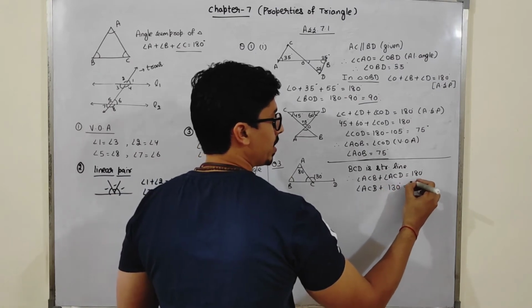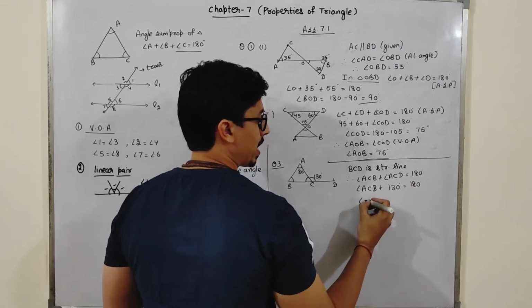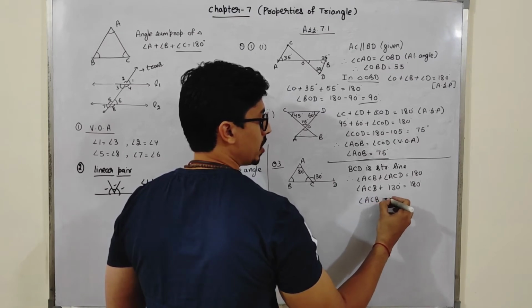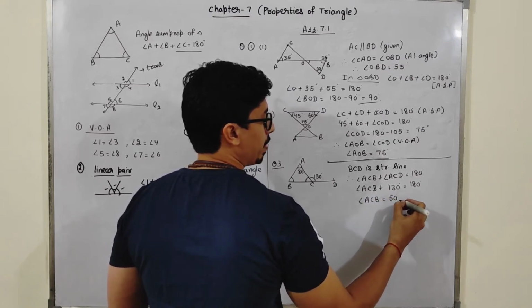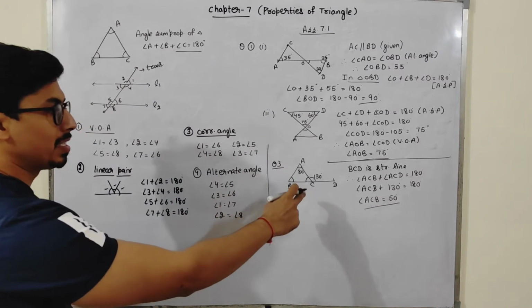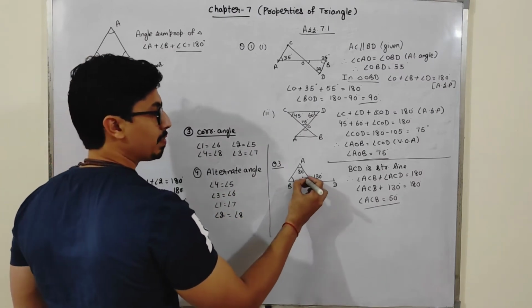Okay. ACB we don't know, students, so just write ACB plus ACD, it is 130 degree. So 130 degree is equals to 180. So angle ACB is how much? It will be 50 degree, students. So ACB, this angle is 50 degree now.